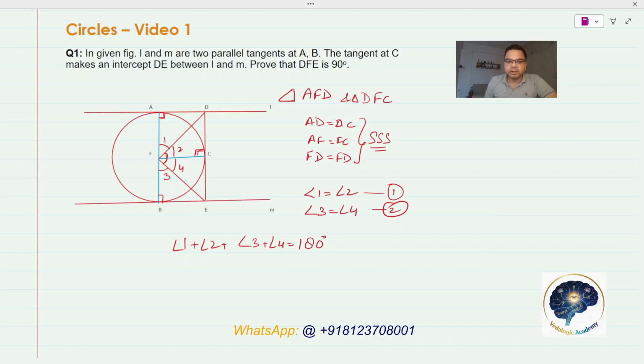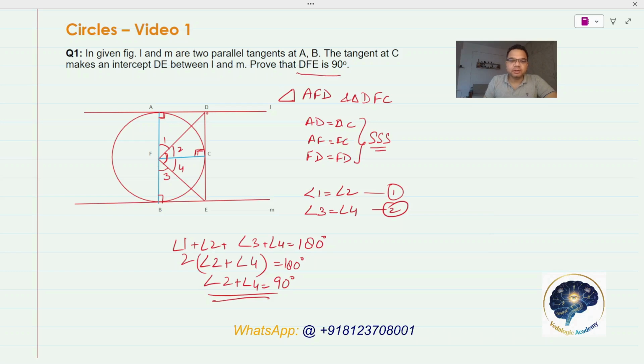Now, based upon 1 and 2, I'm going to write angle 1 as angle 2, and angle 3 as angle 4. So angle 2 and angle 4 will come twice now, equals 180 degrees, right? So angle 2 plus angle 4 becomes 90 degrees. And that's what we had to prove, right?